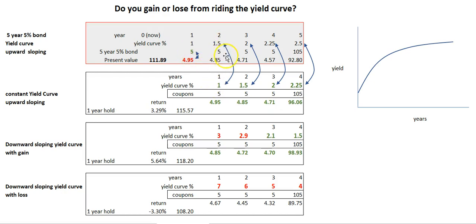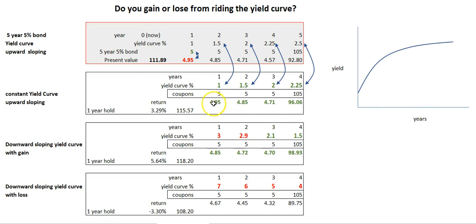What is going to be happening here is what I was saying earlier about the discount rates. This discount rate was 1.5, and this coupon payment is now going to be discounted by 1%. So it's going to be discounted at a lower rate, and that's going to have a positive effect on the value of the bond.